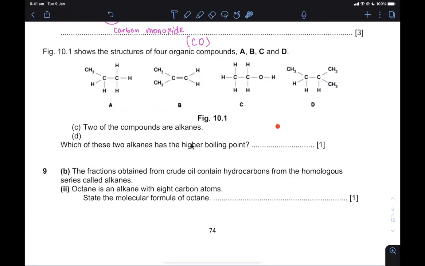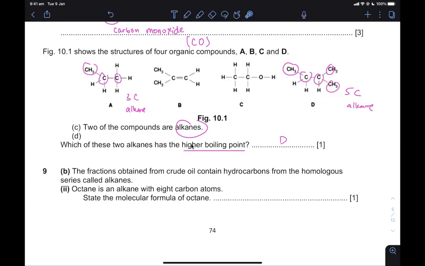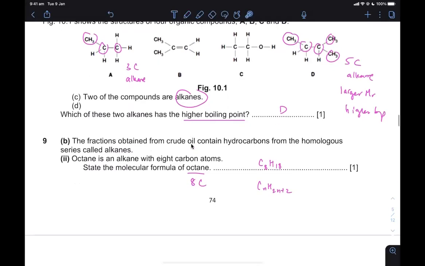This question is basically the same as what I've done for the first bit in part 1. You should be able to recognize the higher boiling point is the one that is 1, 2, 3, 4, and 5. This is a 5 carbon alkane, as they ask you to look for alkane, whereas this is a 3 carbon alkane. So longer chain, larger number of carbons, therefore larger molecular mass, larger Mr, therefore higher boiling point. This is pretty much the same question as well, so no point repeating a lot of the same thing. That's CnH2n+2: 2 times 8 is 16, plus 2 is going to be 18 there.